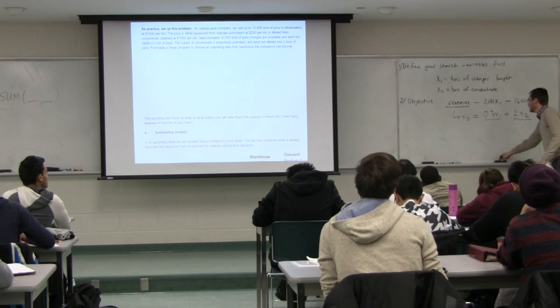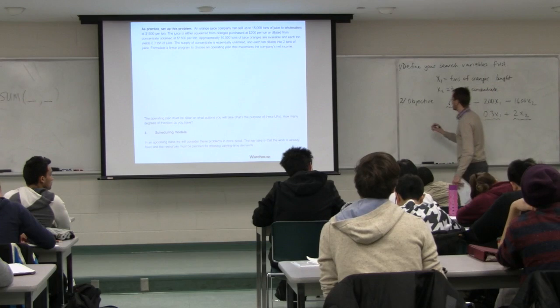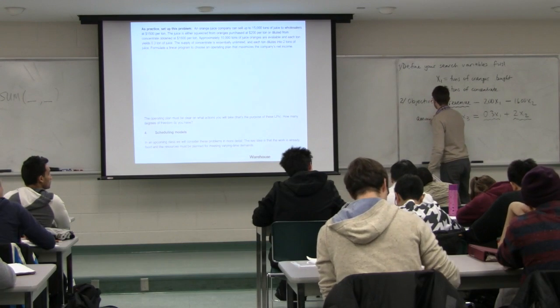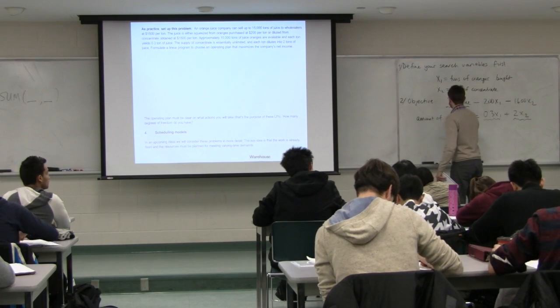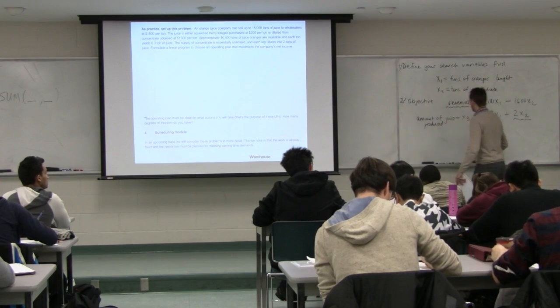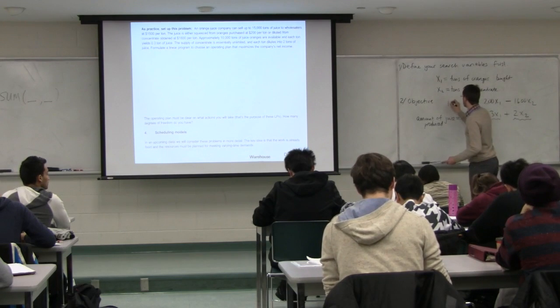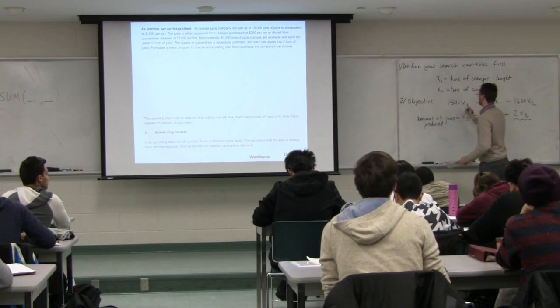So revenue, that's x3 then. Maybe let's just specify that a little bit more carefully. That is the amount of juice produced, and then we can go finish up that objective function as 1500 times x3. Okay.